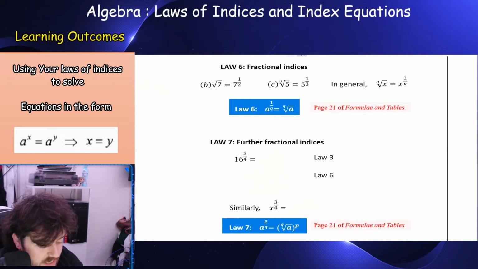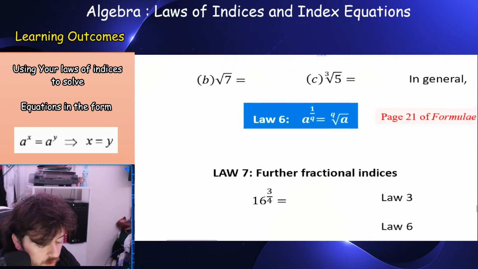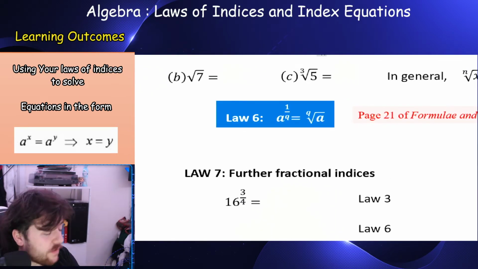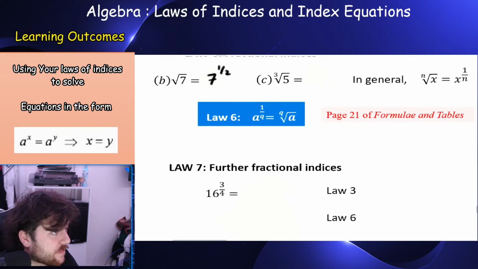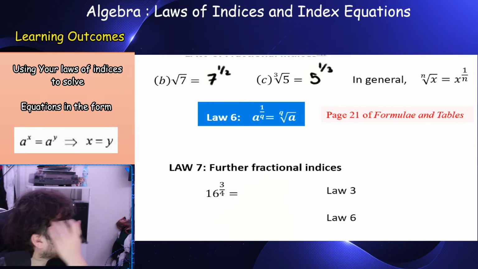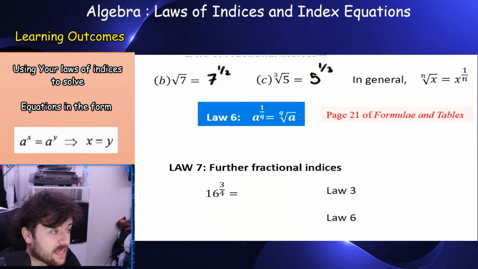Fractional indices. So if I have an index that is a fraction, if you look here, I have, say, the square root of 7. If I have the square root of a number, that can just be written as 7 to the power of a half. The same here. If I have the cube root of 5, that's going to be 5 to the power of a third. And if I was trying the fourth root of 6, it'd be 6 to the power of a quarter.